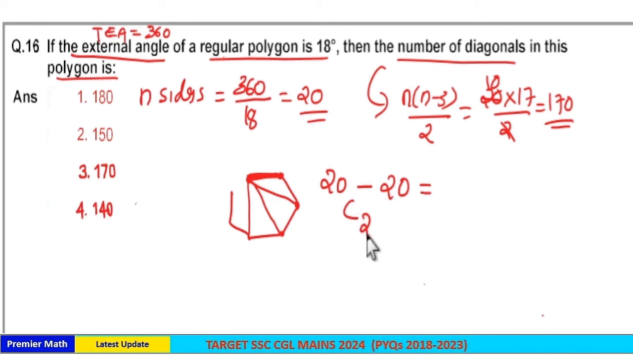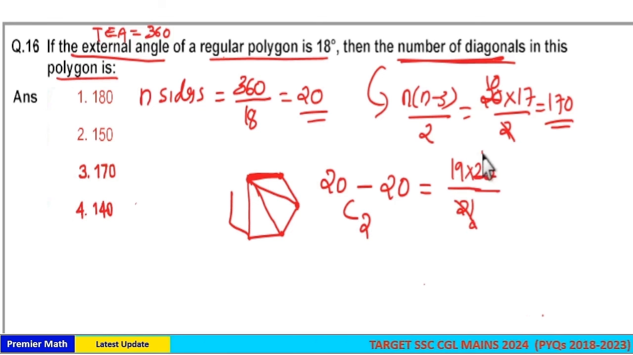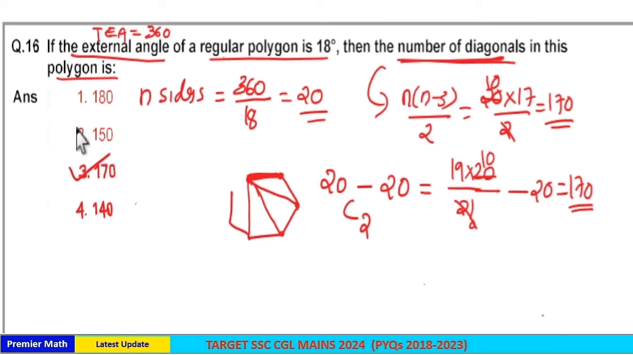Now, subtract 20 from 20C2, then you will get the total number of diagonals. Out of the total 20 vertices, 2 vertices together form either sides or diagonals. Now subtract 20 sides from this 20C2, you will get the number of diagonals. Here 20C2 means 20 minus 2 is 18, so in the numerator and denominator, 18 factorial gets cancelled. In the numerator, you have 19 into 20. In the denominator, you have 2 factorial, which is equal to 2. 2 goes 10 times in 20. So 190. 190 minus 20 is equal to 170. So option 3 is your answer.